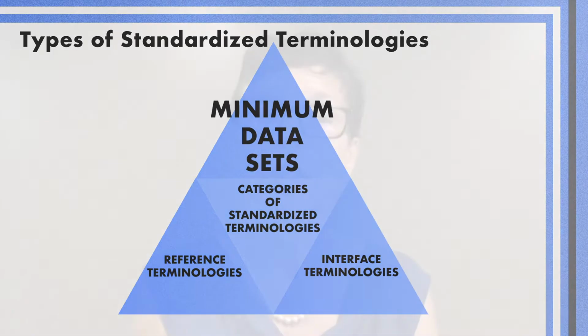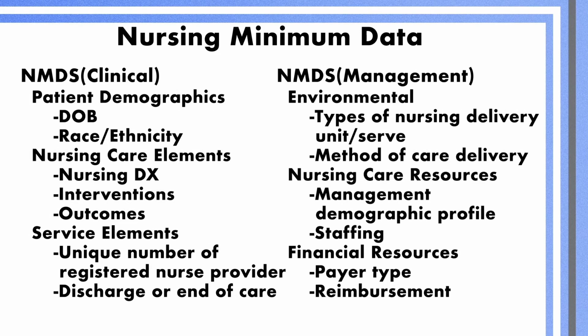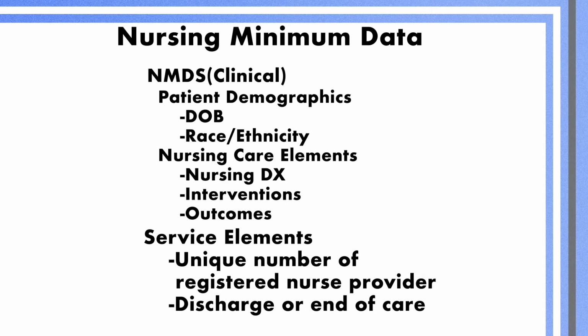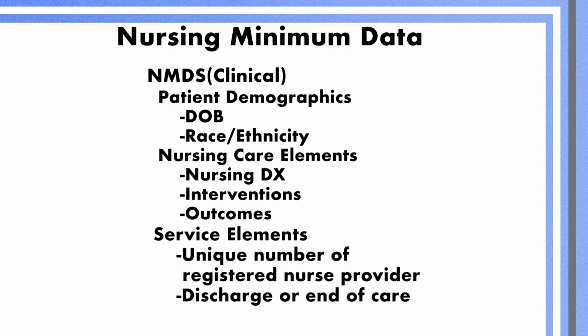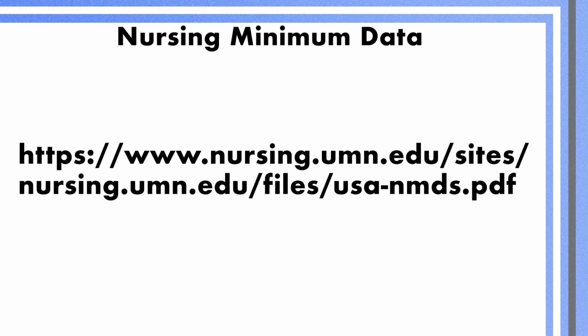Currently, there are 2 nursing minimum data sets, those that are related to clinical and those that are related to management. The nursing minimum data set for clinical use is pretty self-explanatory. The service elements are unique numbers for registered nurse providers, which are important to capture nursing-specific data related to nursing as a whole. There's a very informative website out of the University of Minnesota that is listed on this slide and as a reference, and I really encourage you to look at this website. They have done some awesome work with minimum data sets and will provide you more insight into this.